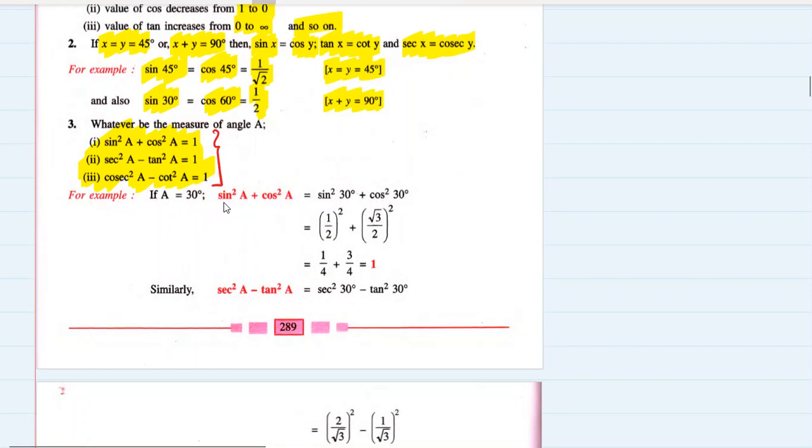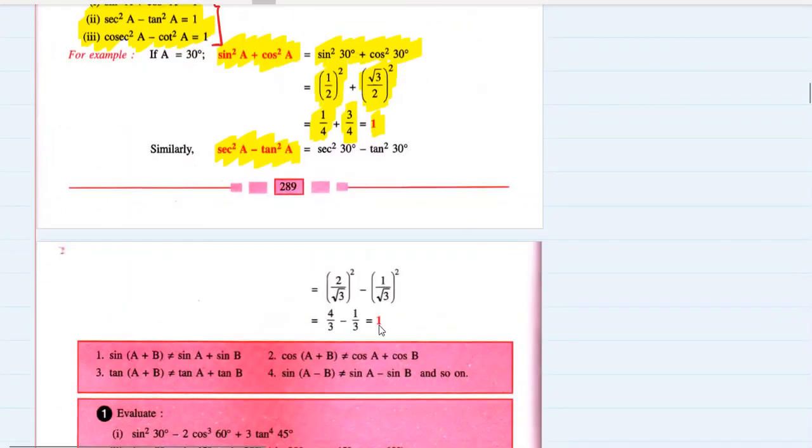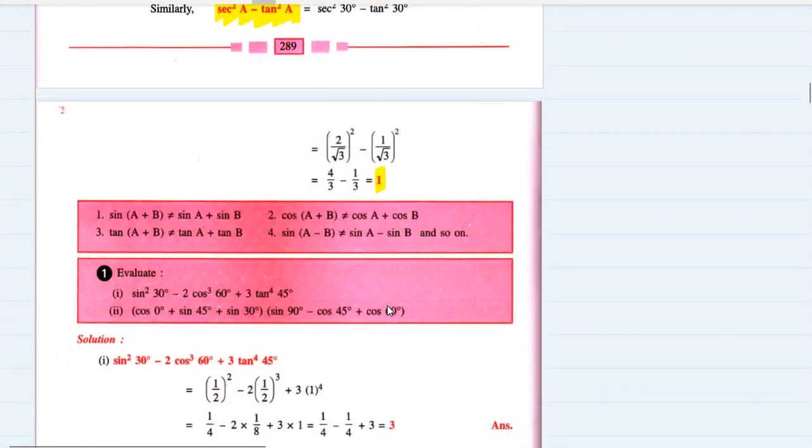For angle A equal to 30 degree, sin square A plus cos square A is sin square 30 plus cos square 30, which is 1/2 the whole square plus √3/2 the whole square, which is 1/4 plus 3/4, which is 4/4, which is 1. Sec square A minus tan square A, if you calculate, you will get 1, and cosec square A minus cot square A is also 1.